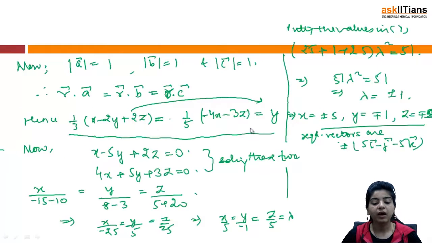equations. Then after this we have just solved these three equations, taking two at a time. First we took this and this, and then we took this and this, and we derived the required answer. So the question was a bit lengthy, but it was quite simple.